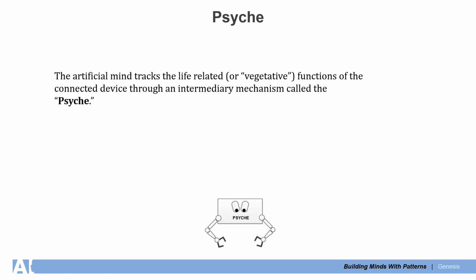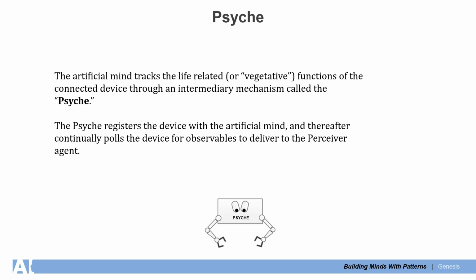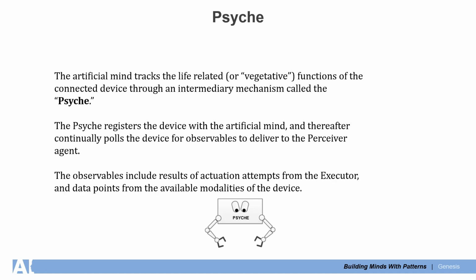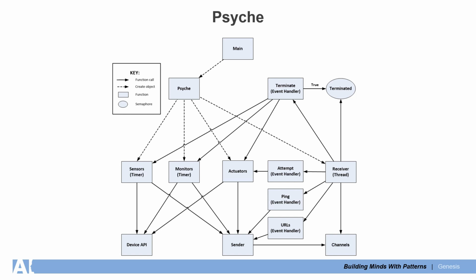The artificial mind tracks the life-related or vegetative functions of the connected device through an intermediary mechanism, the psyche. The psyche registers the device with the artificial mind and thereafter continually polls the device for observables to deliver to the perceiver agent. The observables include results of actuation attempts from the executor and data points from the available modalities of the device. A typical psyche would have a main routine which creates an internal object, in this case eponymously named psyche, which creates several recurring tasks.